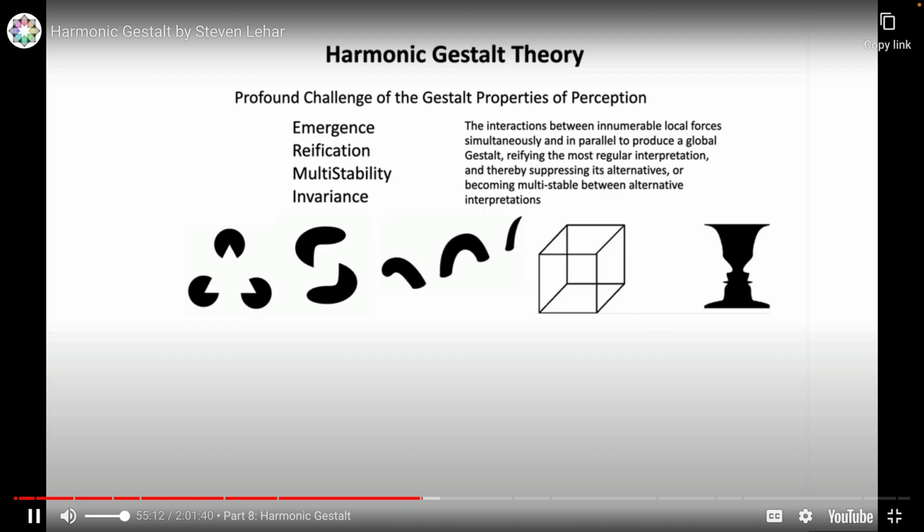Gestalt theory has always posed a profound challenge for neuroscience with its peculiar properties: emergence, reification, multistability, and invariance, in which the principle appears to be that the interaction between innumerable local forces, simultaneously and in parallel, produces a global gestalt, reifying the most regular interpretation and thereby suppressing its alternatives, or becoming multistable between them. Harmonic resonance exhibits exactly those properties.